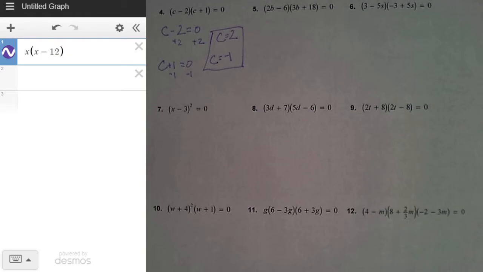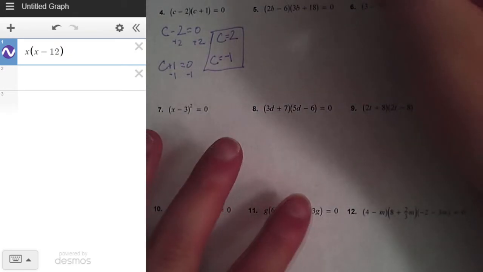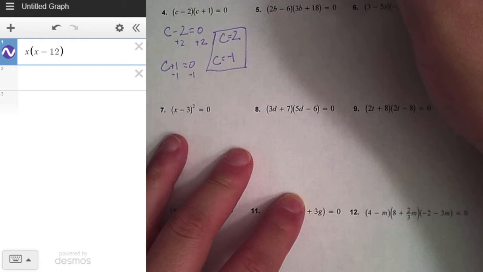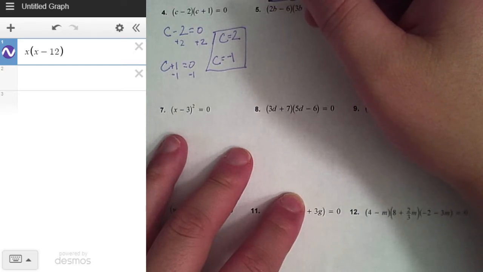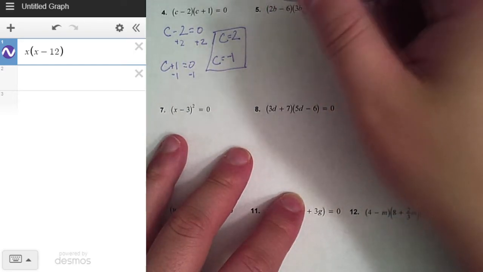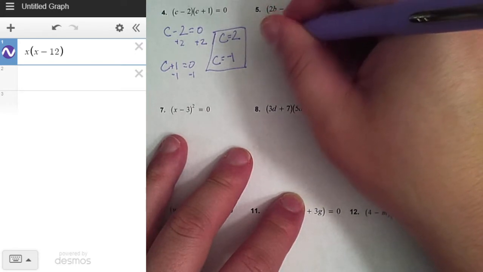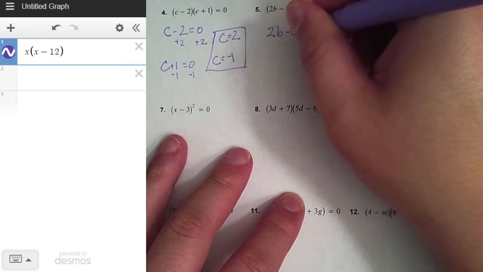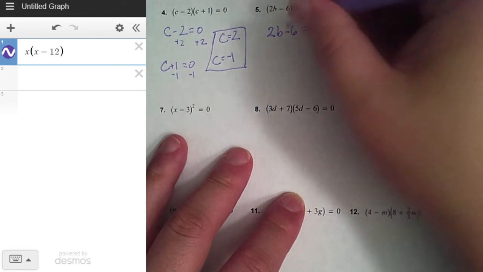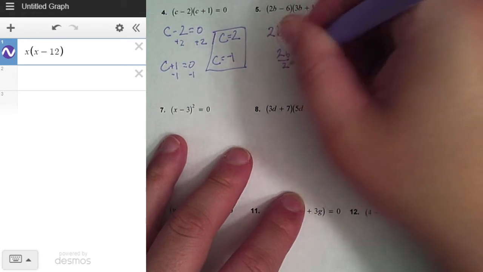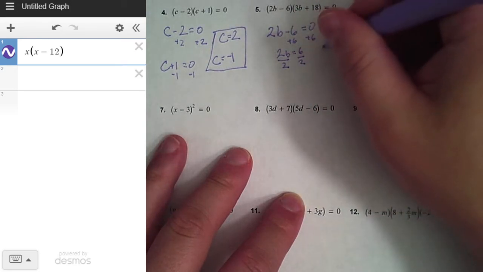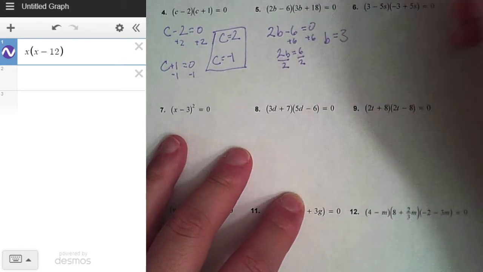So our next one, this one looks a little different. You could notice that you could factor out a 2 out of both of these, and it could be made simpler. But we're just going to go ahead and do it the way they have it right here, and take our factor 2b minus 6 is equal to 0. What would we do? We would add 6 to both sides, get 2b is equal to 6, and then divide both sides by 2. So we find b is equal to 3.